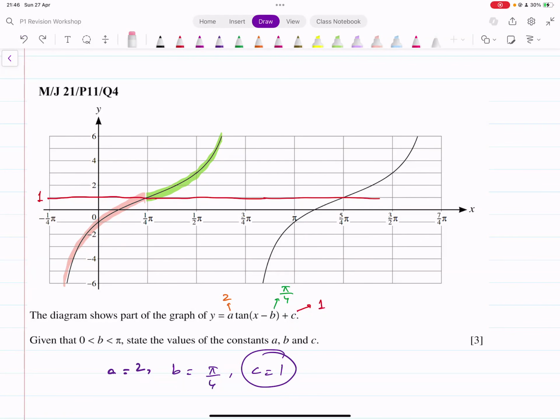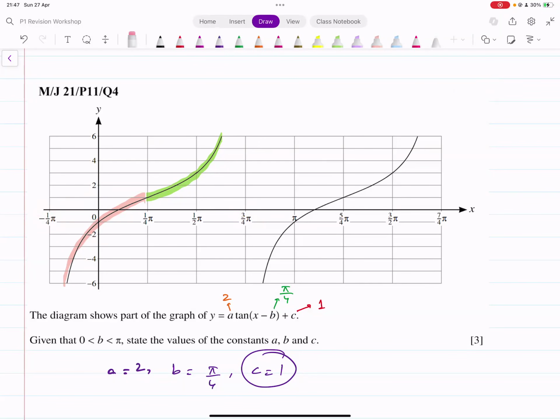Okay, what else? Is there any stretch that is happening? Look at the horizontal direction. What's the period of this graph? The period of the original tan graph is pi radian. What about the period of this graph? This is completing one full cycle from minus pi over 4 to 3 pi over 4. What's that distance? 3 pi over 4 minus pi over 4, that's pi radian. Is the period changing? No, the period is not changing. The original period was pi, this is also pi.